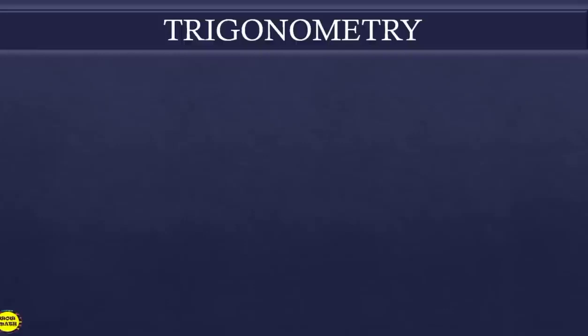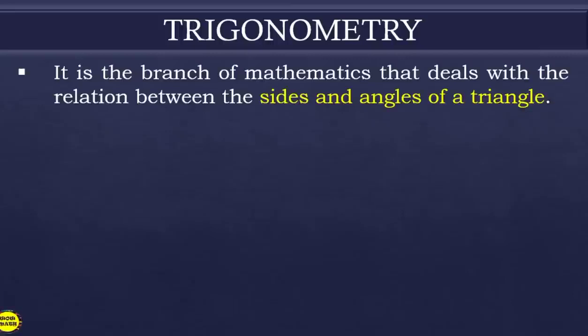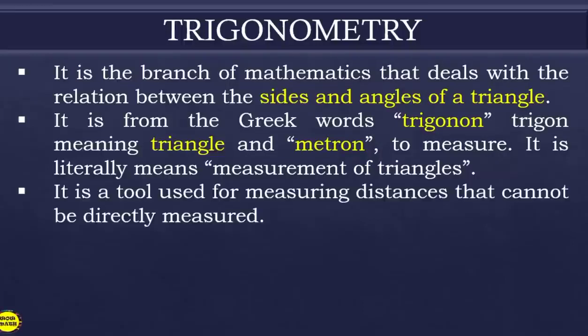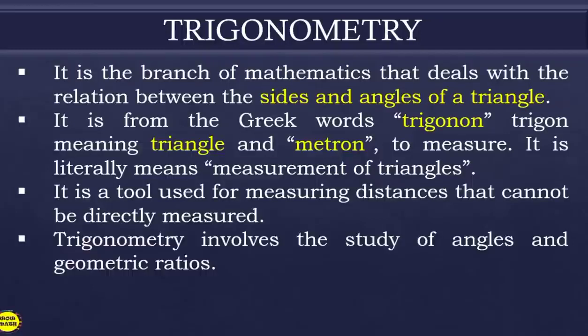So let us have a short preview on what is trigonometry. It is the branch of mathematics that deals with the relation between the sides and angles of a triangle. It is from the Greek words trigonon. Trigon means triangle and metron means to measure. It literally means measurement of triangles. It is a tool for measuring distances that cannot be directly measured. And trigonometry involves the study of angles and geometric ratios.